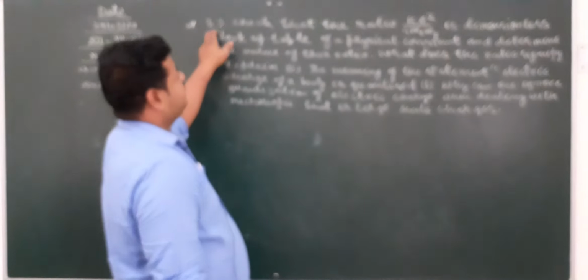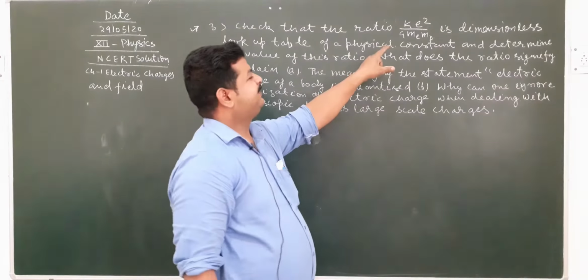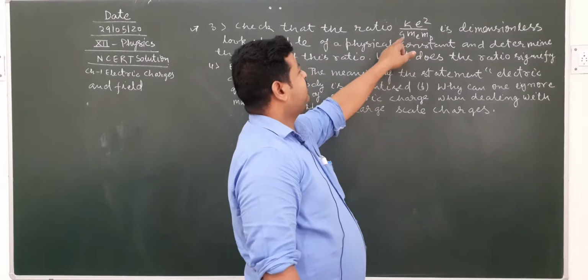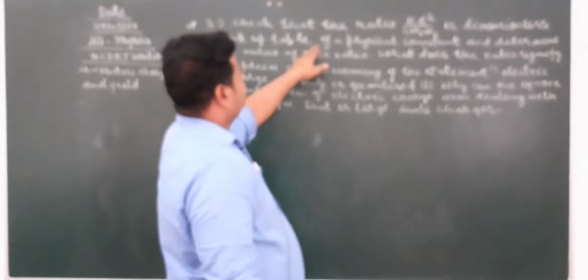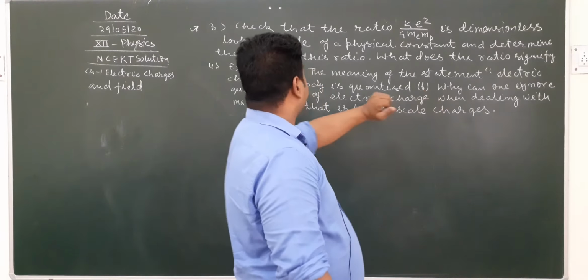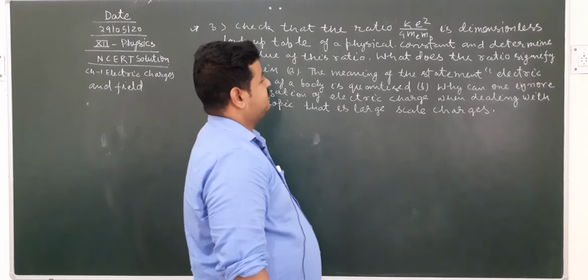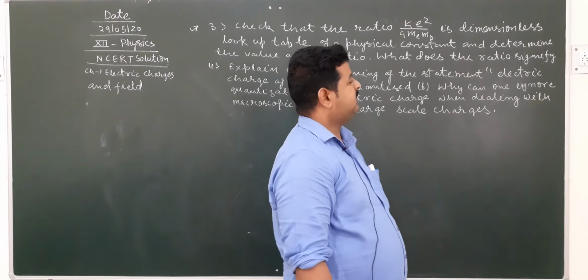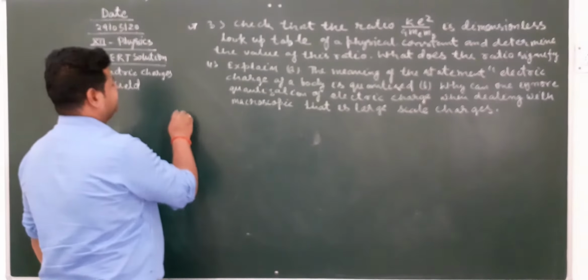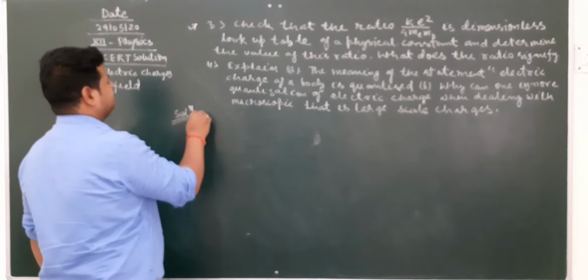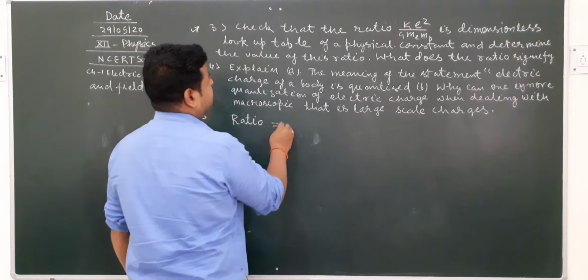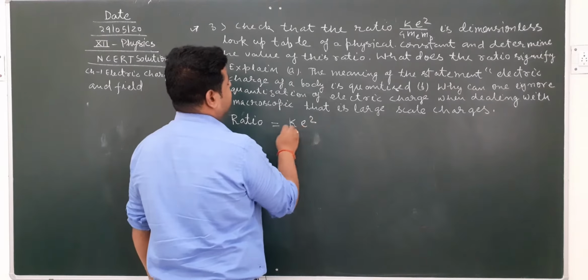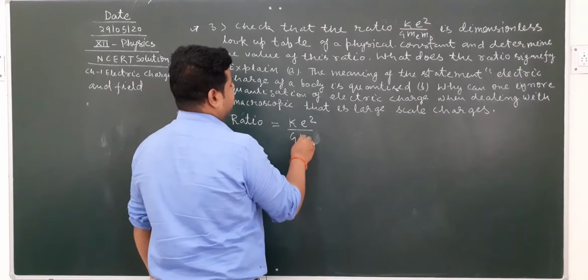In question number 3: check that the ratio ke square upon G me mp is dimensionless. Look up a table of physical constants and determine the value of this ratio. What does the ratio signify? Clear? So first of all we write the ratio. The ratio is ke square upon G me mp.